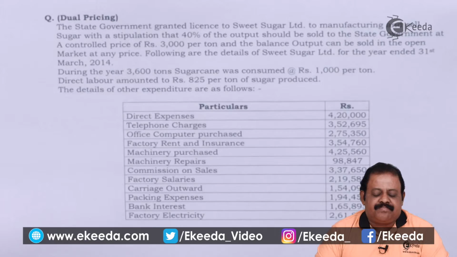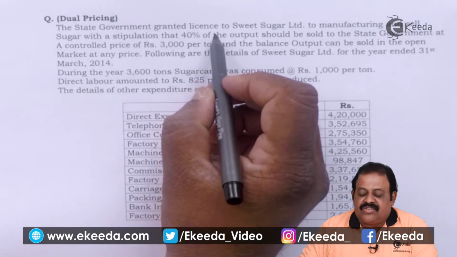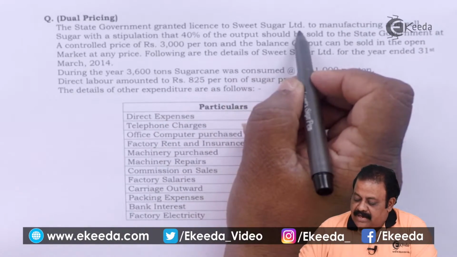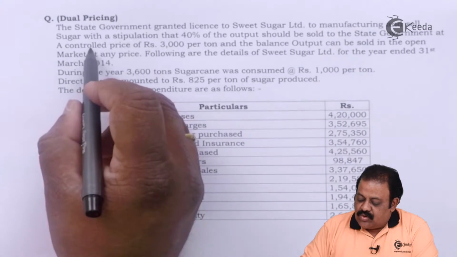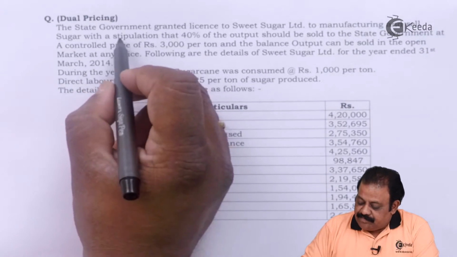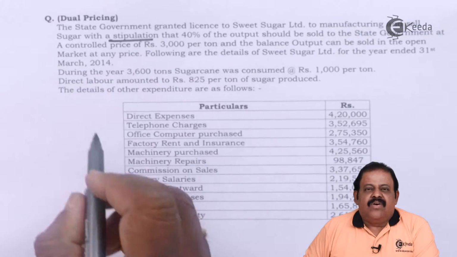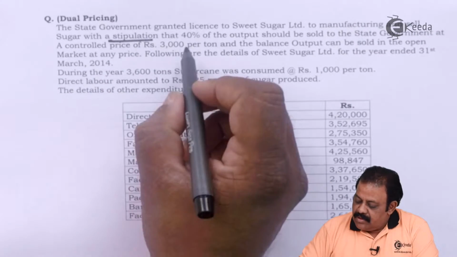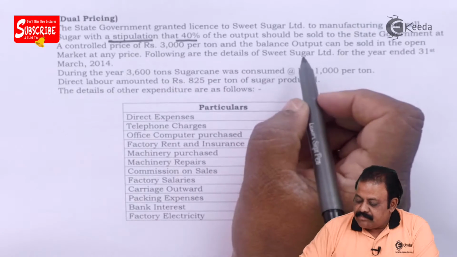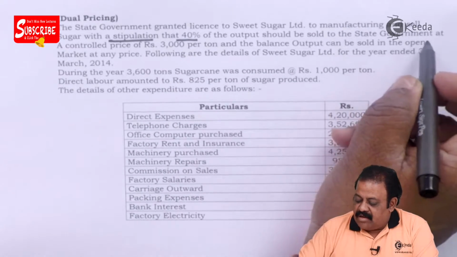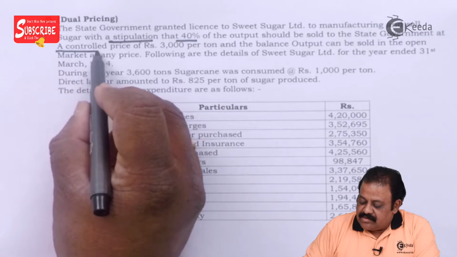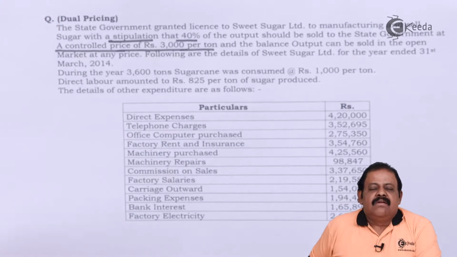Let us read the question. The state government granted license to Sweet Sugar Limited to manufacture and sell sugar with a stipulation. The word stipulation means condition, that 40% of the output should be sold to the state government at a controlled price of rupees 3000 per ton. Controlled price means government fixed price. It is a price at which the manufacturer is required to compulsorily sell output to the government.